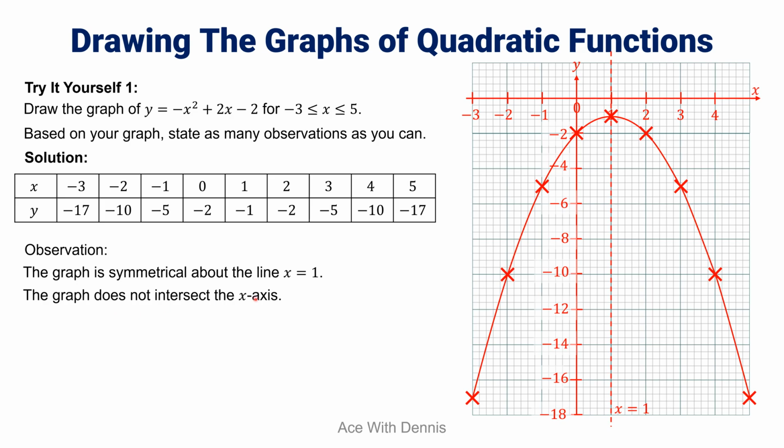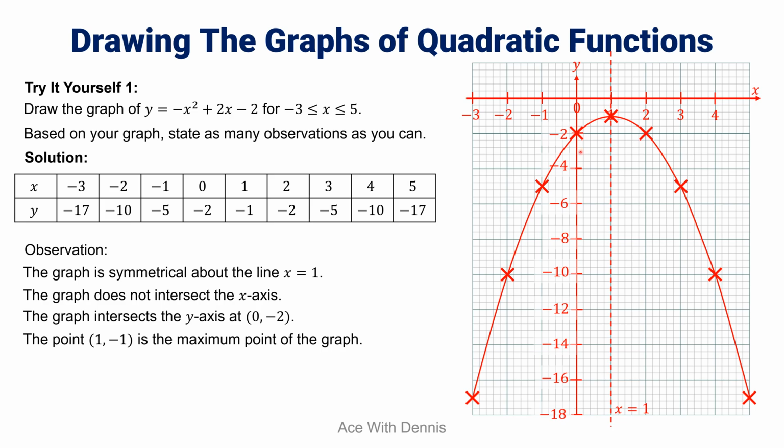Next, the graph does not intersect with the x-axis. As you can see from here, this graph doesn't touch the x-axis. The graph intersects the y-axis at (0, -2). So this will be the point (0, -2). The next one, the point (1, -1) is the maximum point of the graph. So this will be the point (1, -1), which is the maximum point. The graph is in the shape of a parabola and opens downward. So this is a parabola opening downwards.